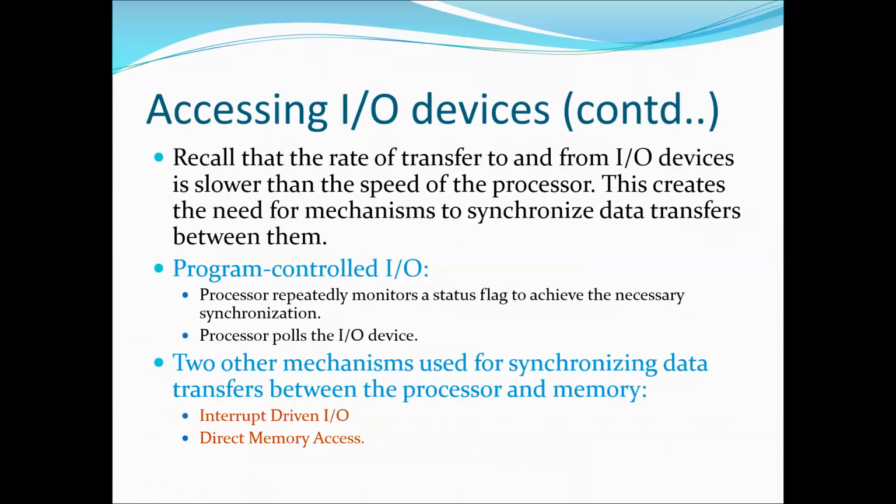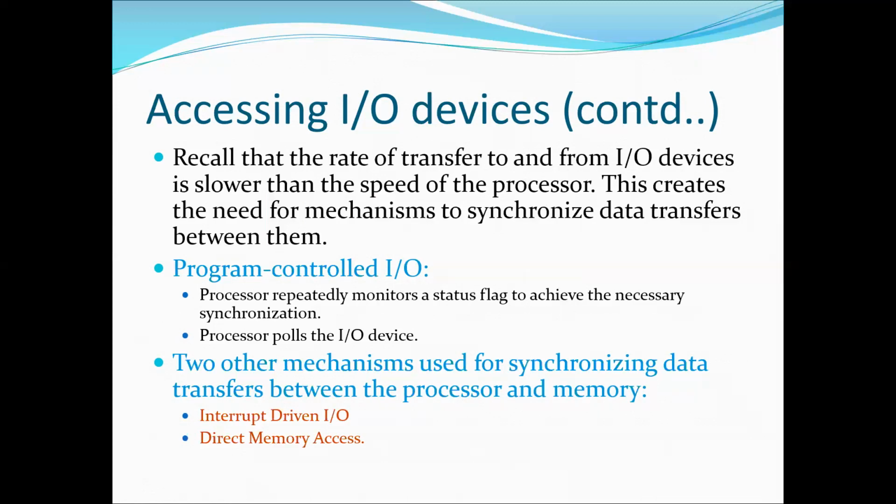So it says that out of all the devices, the processor is usually the fastest device in a computer system, and usually the IO devices are very slow. The keyboard is found to be the slowest device in the system. So there is a mismatch in speed while transferring data. This creates a need for a mechanism to synchronize data transfer between them.